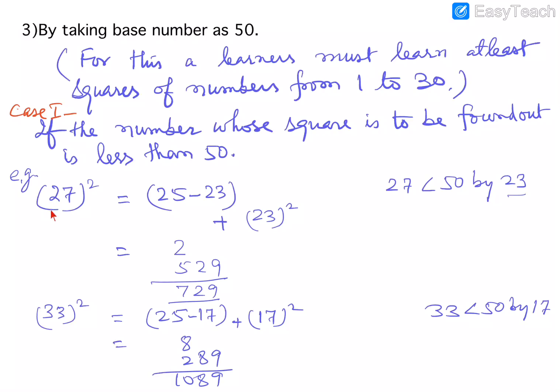Suppose we want to find out the square of 27. Here 27 is less than 50 by 23. So we will subtract this from 25.